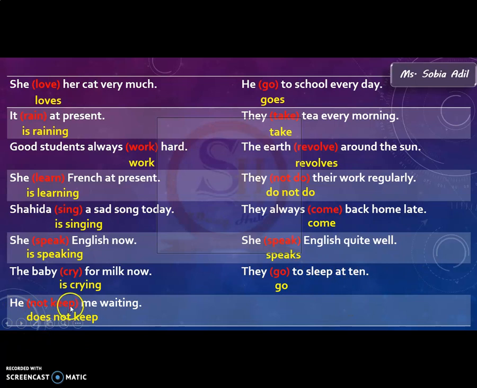Last one is, he not keep me waiting. So this one is actually telling you about the daily basis activity or routine activity. So you need to make it negative of present indefinite tense. So he is the third person singular. You need to write here does with it, right? Because it's a negative one. He does not keep me waiting, right?